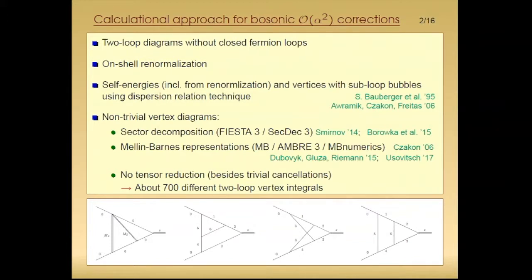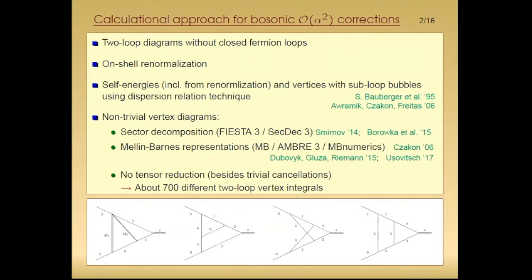There are several pieces that are necessary for accomplishing this task. First of all, we have to compute those vertex corrections. We also have to compute the appropriate renormalization, for which we use on-shell renormalization. The renormalization constants involve self-energies. It's pretty well known how to do arbitrary two-loop self-energies.